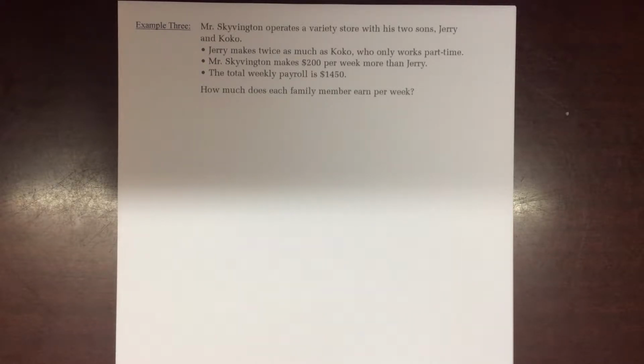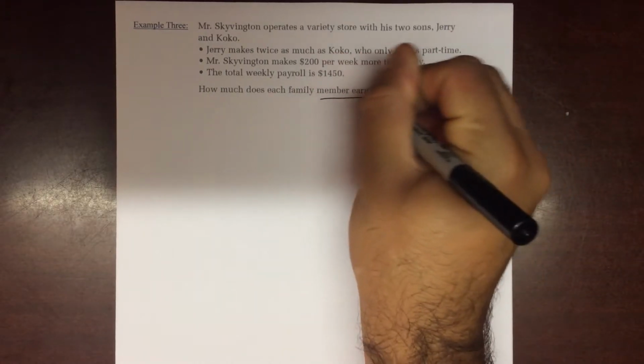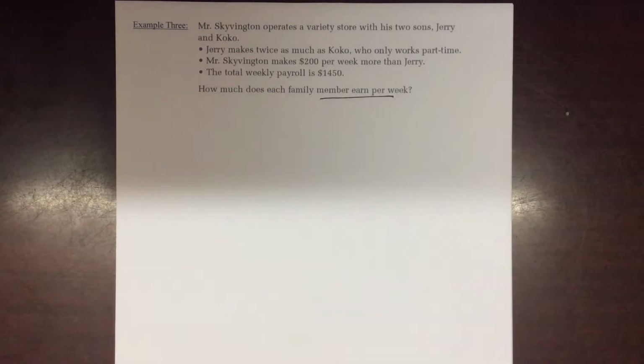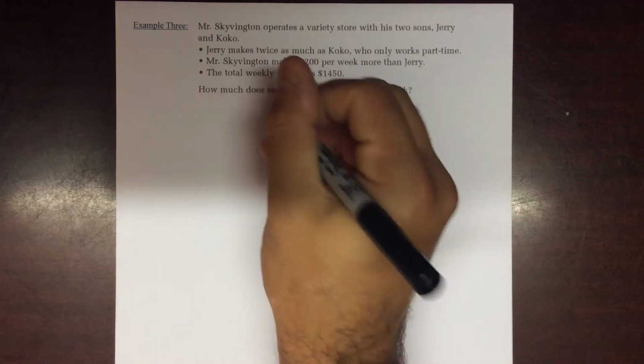Example 3 says Mr. Skivington operates a variety store with his two sons, Jerry and Coco. Jerry makes twice as much as Coco, who only works part-time. Mr. Skivington makes $200 per week more than Jerry, and the total that all three employees make is $1,450. And they want us to tell them how much each family member earns per week. Not just one of the family members, they want us to find each individual one.